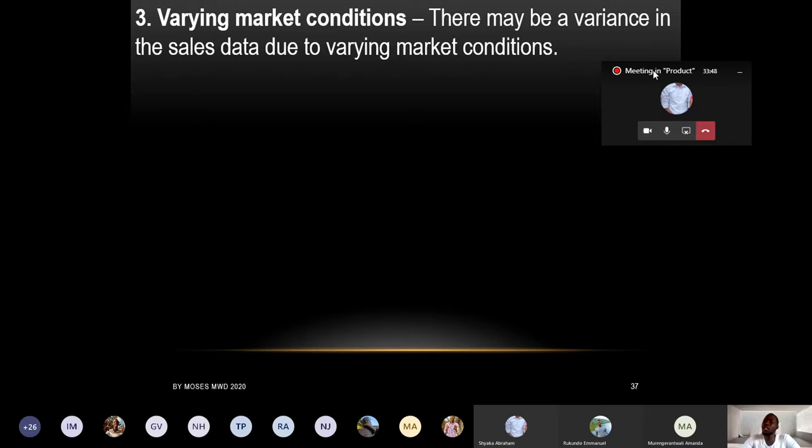So the PLC doesn't have that in consideration. The PLC is absolute. It doesn't tell us that people in Kanombe demand more than those in Remera. That one is not there. Varying market conditions. It will not tell us that in this season, people will not have money, or that this season, they will have a lot of money. That one is not there in the PLC.